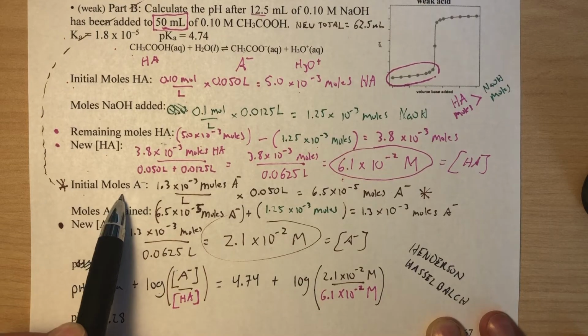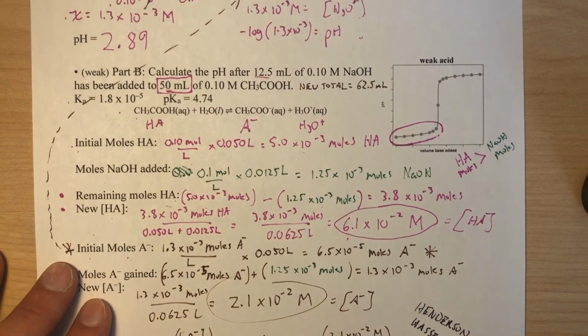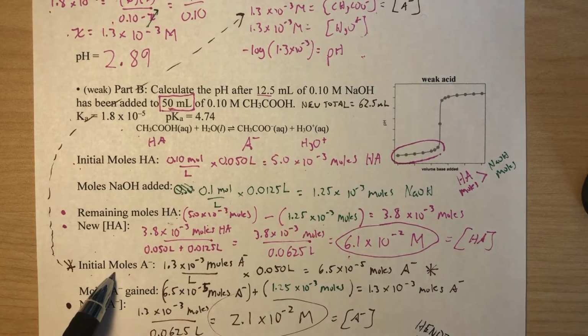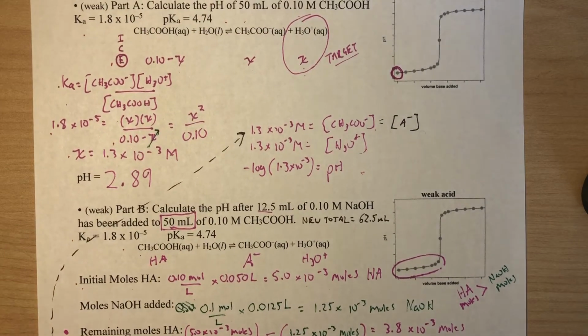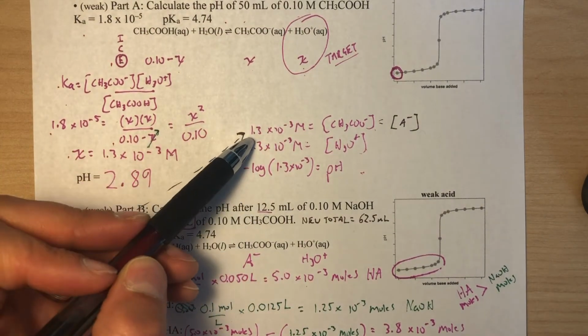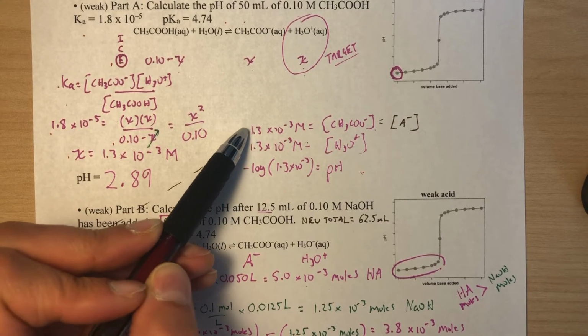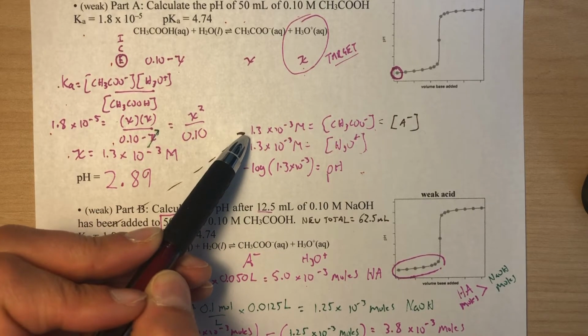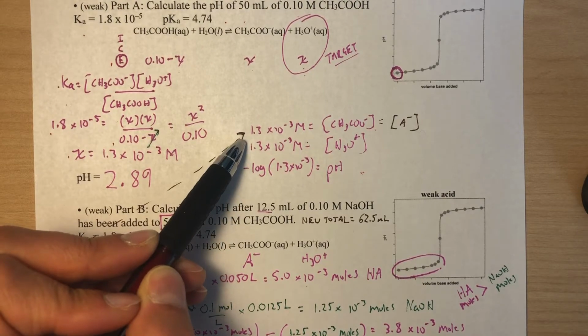So our initial values for conjugate base, we have actually already calculated. If this is where we were starting the problem, we would need to do an ICE table to figure out what our concentration of A- is, but we've done that already up here. So HA forms A-, so this is our conjugate base, and it's 1.3 times 10 to the negative third molar. We need to convert this to moles before we can add more moles to it.